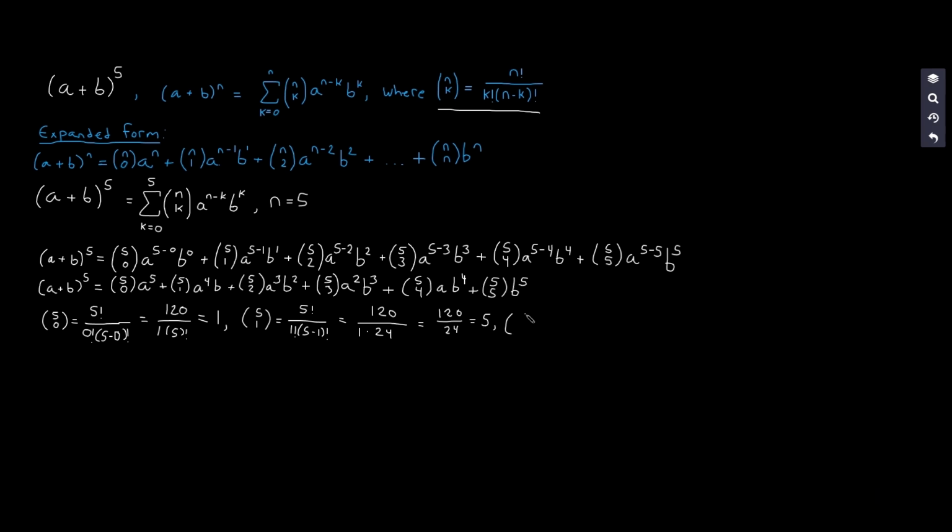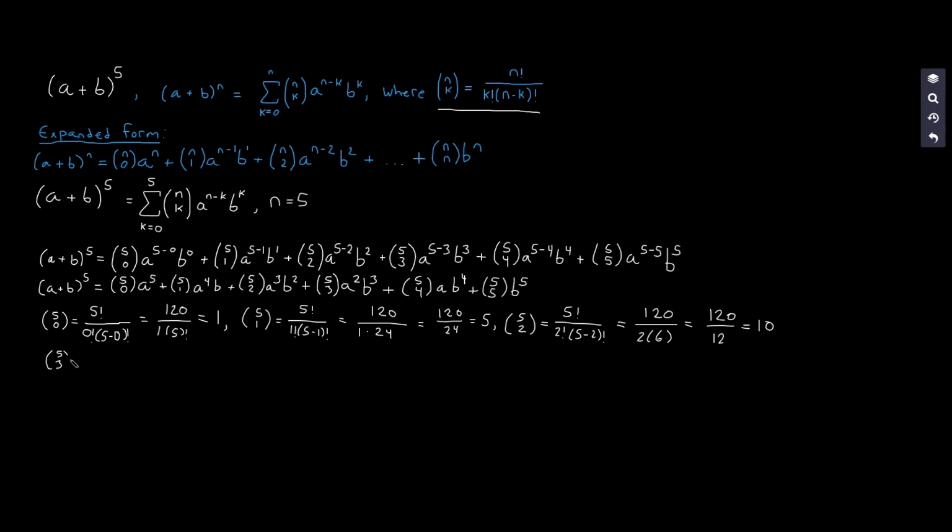Next up, we're going to have 5 choose 2. So 5 choose 2 is going to be 5 factorial over 2 factorial times 5 minus 2 factorial, which is going to be 3 factorial. So this is going to be 120 over 2 times 6, and that's the same thing as 120 divided by 12, which is 10.